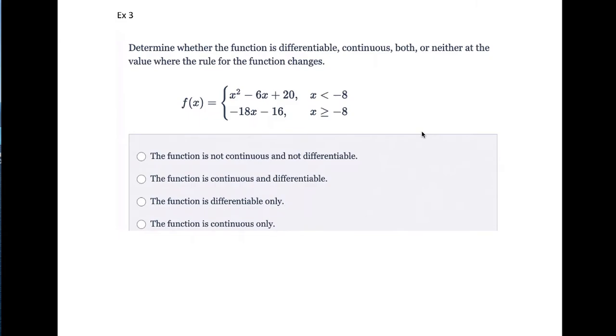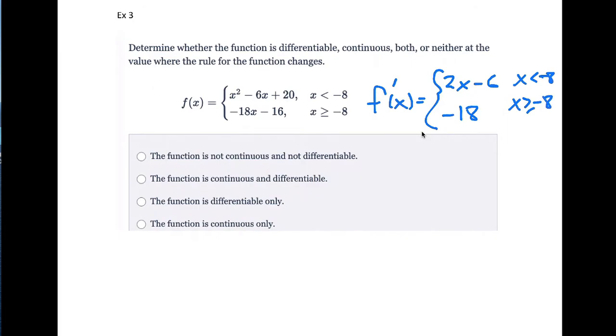Here's a problem that asks you to determine if the function is differentiable, continuous, or neither at this value. One thing we could do is find a derivative, and it would be pretty easy. We could just use our derivative rules. This would be 2x minus 6 for x less than -8, and this would be -18 for x greater than or equal to -8.